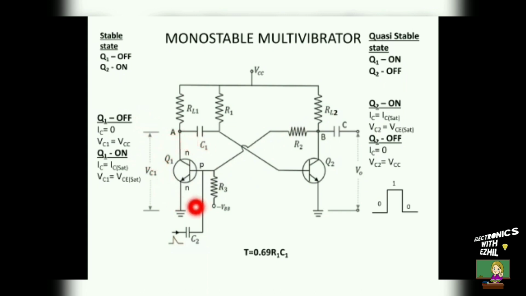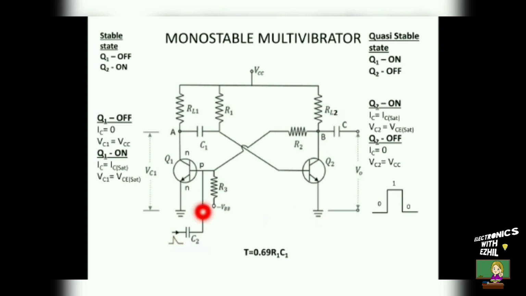Once it is off, the collector and emitter terminals are getting open circuited. So no current will be flowing through the collector terminal, which is equal to 0. The voltage across the collector to emitter terminal will be equal to VCC. Now the circuit has returned back to its stable state. The time taken for the capacitor to charge from 0 volt to the cut-in voltage of the transistor 2 is called T, which is 0.69 R1C1 for the monostable multivibrator.